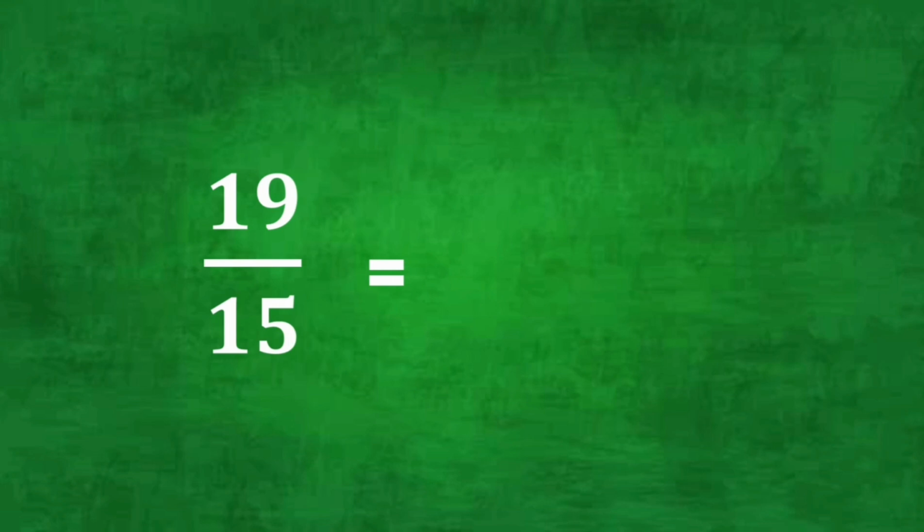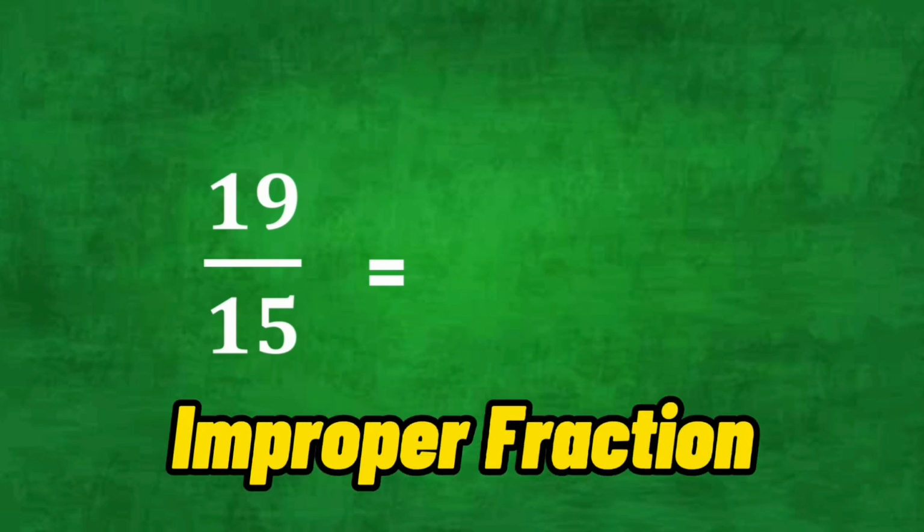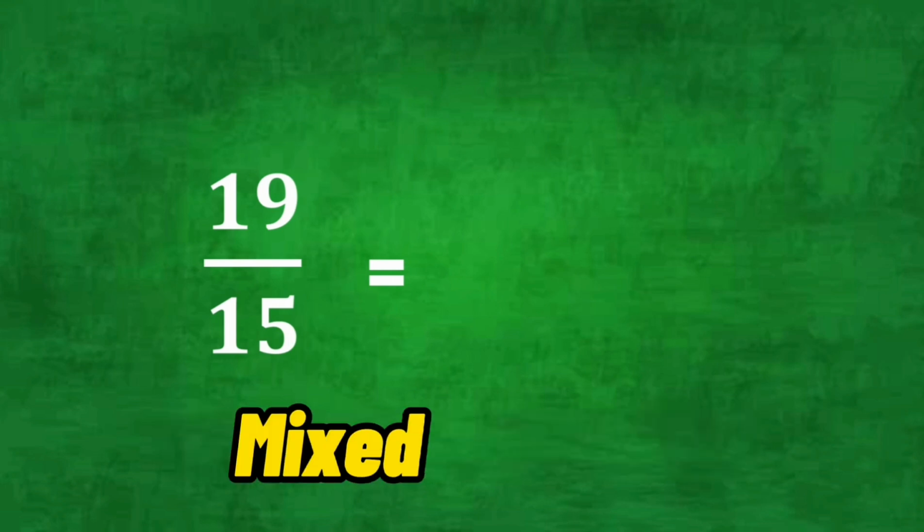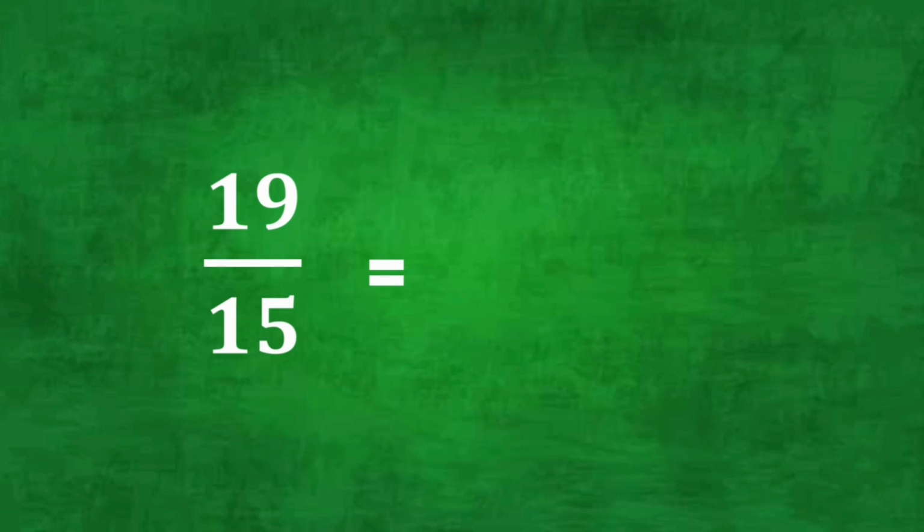Our answer is an improper fraction, so we need to change it into a mixed number. So we need to divide 19 by 15. 19 divided by 15 is equal to 1, remainder 4. 4 will become the numerator of your fraction. Then copy the denominator 15. Our answer is 1 and 4 over 15.